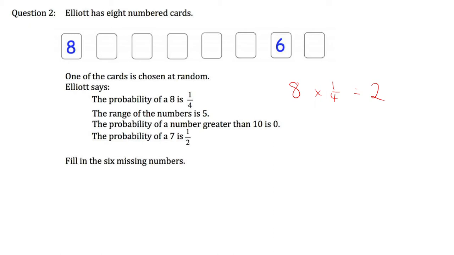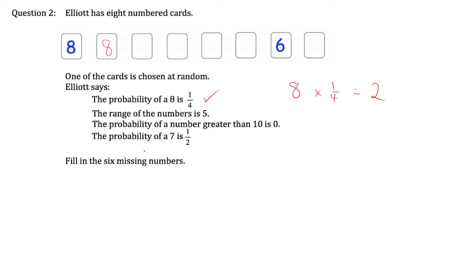Another way to think about that is just what is 1/4 of 8, and that's 2. So there should be 2 cards with 8 on them. I have one already, so I fill in another one. So that bit's done. The next bit I'll go to is the bottom bit of information.